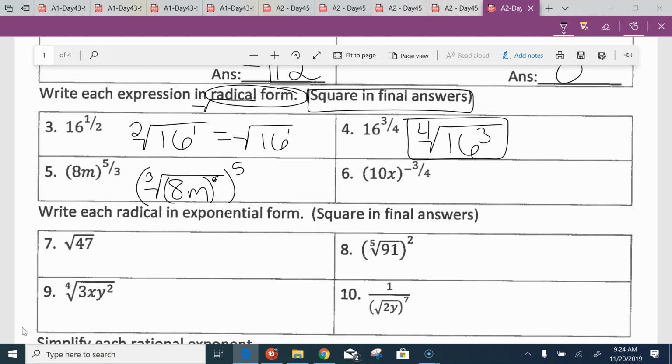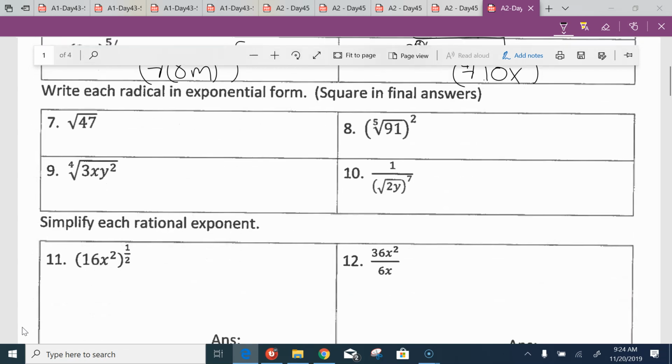Number 6, 10x to the -3/4. The negative symbol means we're going to have a fraction answer with a radical on the bottom. The 4 is our root. 10x is what's being cubed in this case. So that 3 can go out here. It doesn't really matter. As long as you give me the 1 over the 4, the 10, and the 3, in more or less that same order, I gave you credit.